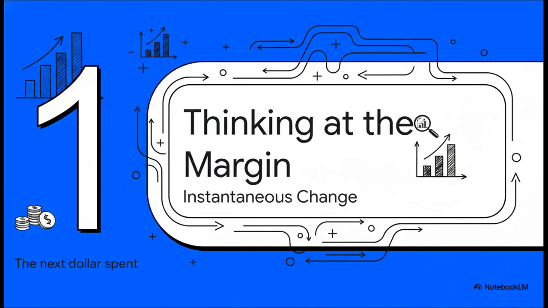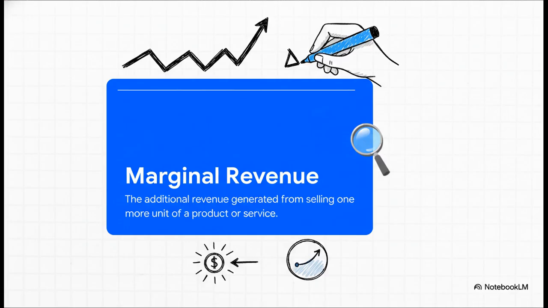Really, at its core, so much of operational business decision-making just comes down to this one simple idea. What's the impact of the next thing we do? Should we hire one more person? Should we make one more product? Should we put one more dollar into that ad campaign? That's the whole game right there. That's marginal analysis. Let's kick things off with marginal revenue.